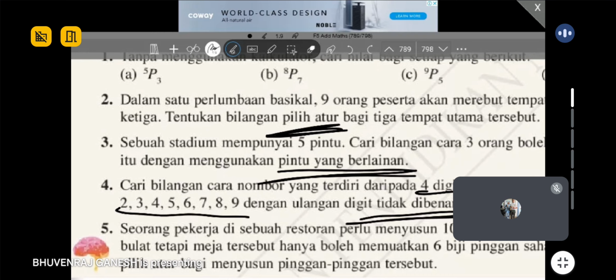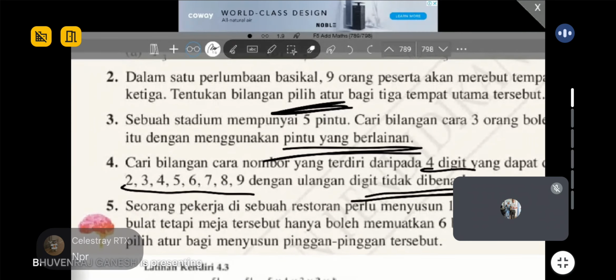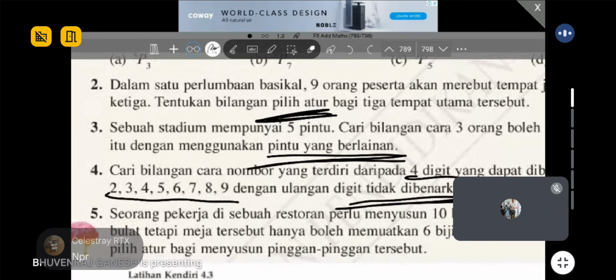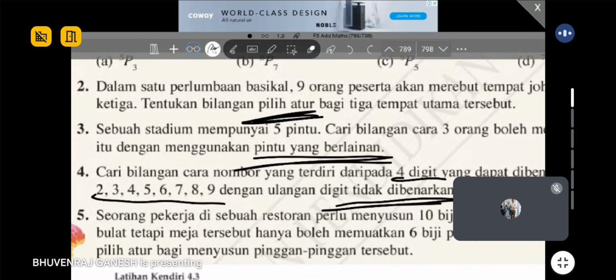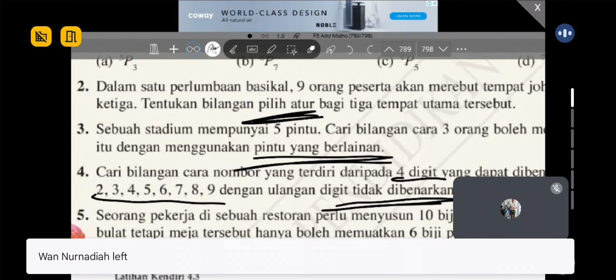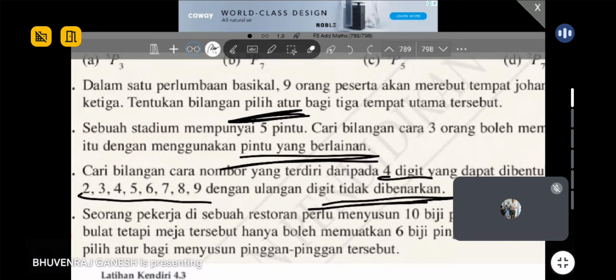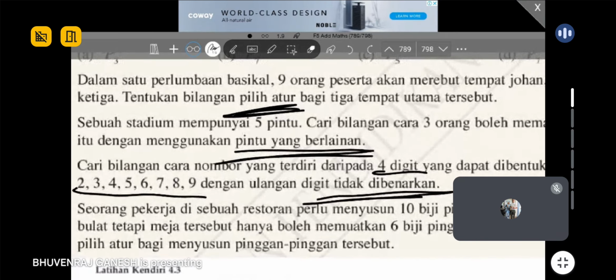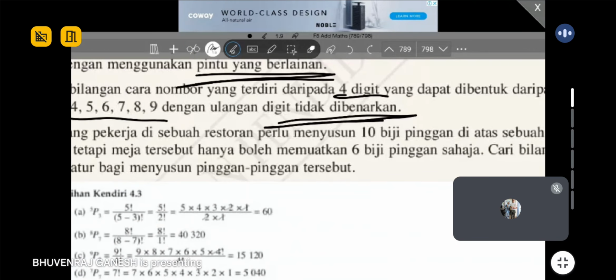If without repetition, what formula can I use? Key point: you'll always use NPR, correct. So you just see your number of n. Number of n here is 8, and then you want to choose 4 digits. If you don't believe me, you can try and see also. You can try to visualize it.